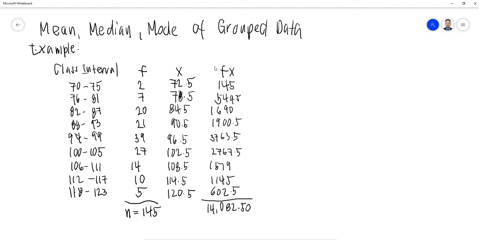Next, we get the less than cumulative frequency column. The step here is we just copy the first frequency, 2, and then 2 plus 7, 9, 9 plus 20, 29, and do that to the rest of the rows. Make sure that the last number of the less than cumulative frequency is the same with the number of samples.